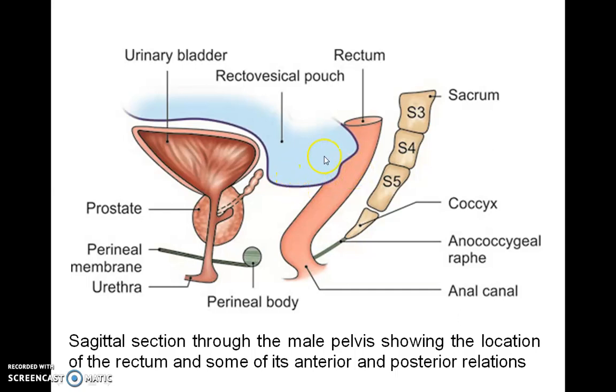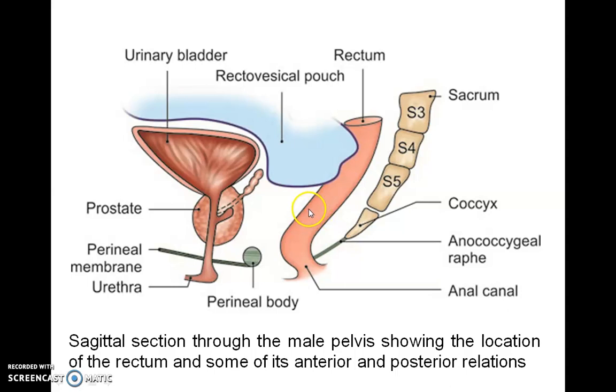Now we will see the peritoneal relations. In the upper one-third, the rectum is covered by peritoneum on the front and the sides. In the middle one-third, it is covered only in the front. In the lower one-third, it is not covered by peritoneum at all.